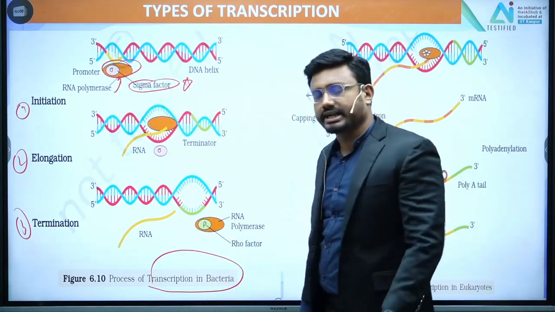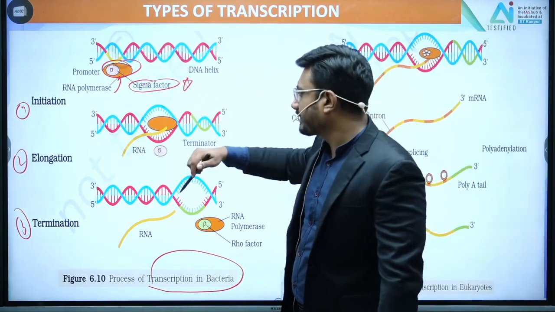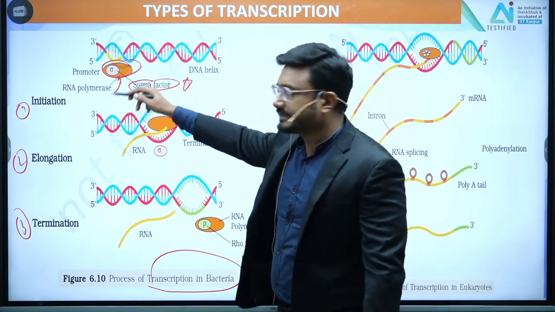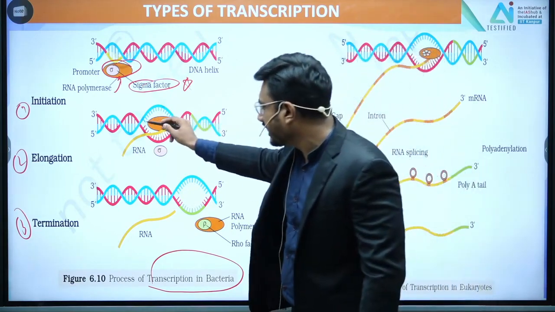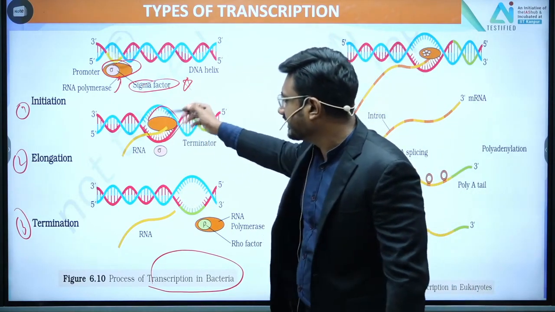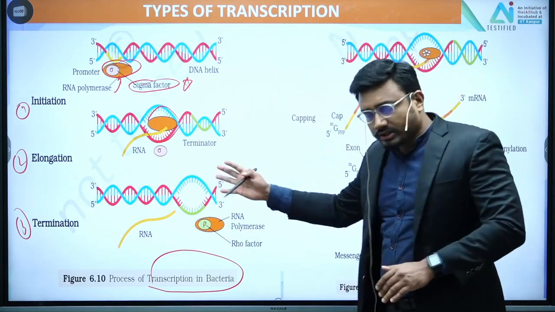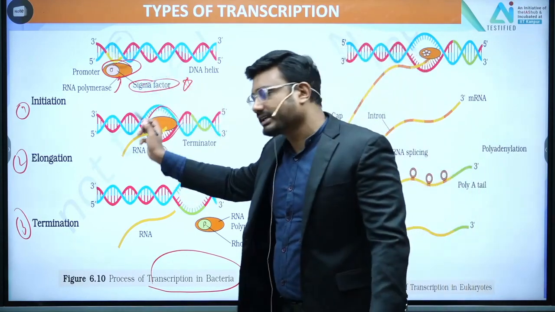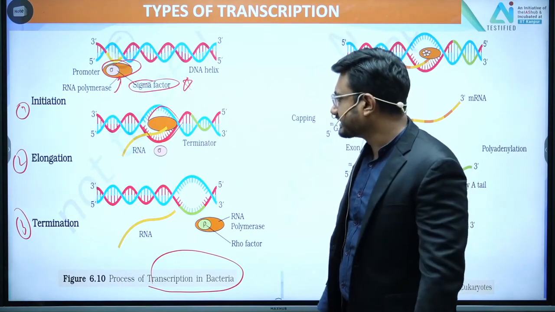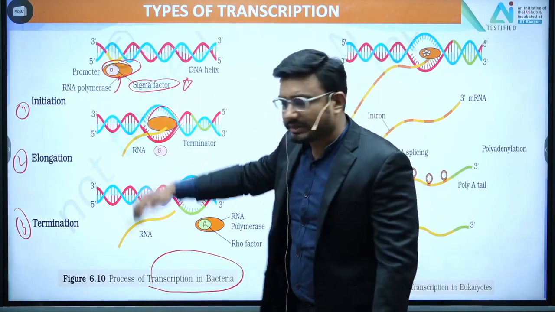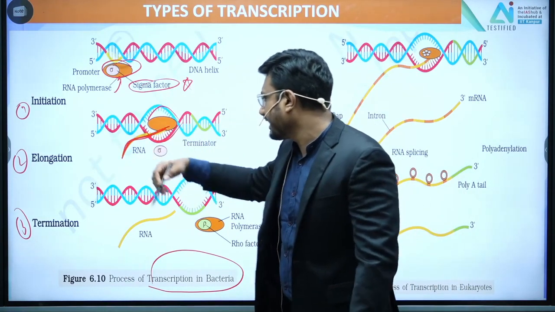The sigma factor is able to recognize the promoter sequence here. Together this acts as a helicase. Helicase has the property of unwinding the two strands. Here we can see that there is a gap between the two strands of DNA in the prokaryotes. This complex acts as a helicase and helps in the unwinding of the DNA. Now the RNA polymerase starts making the RNA, like we can see here.